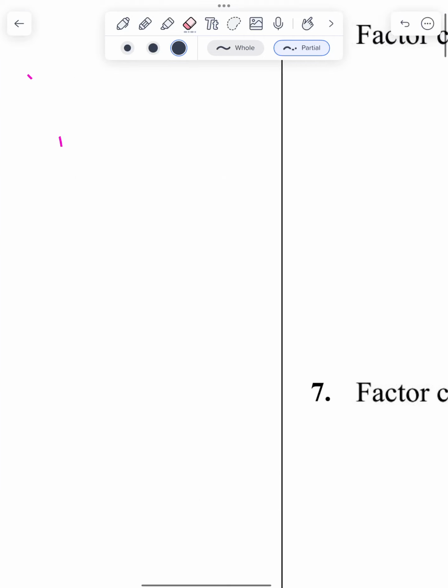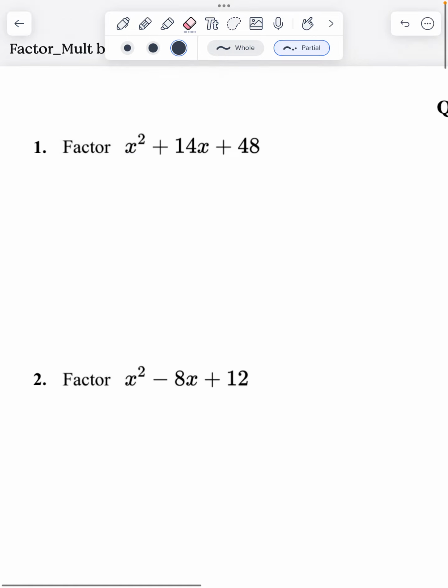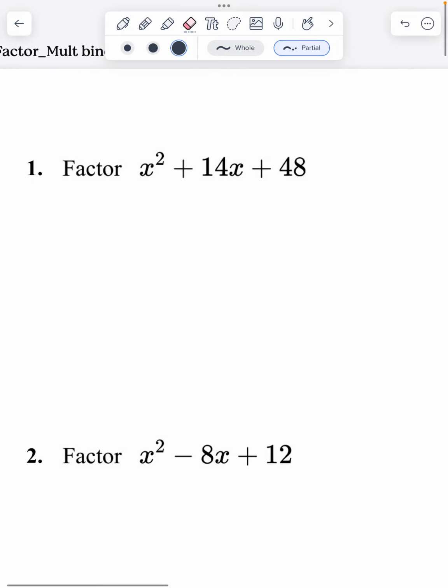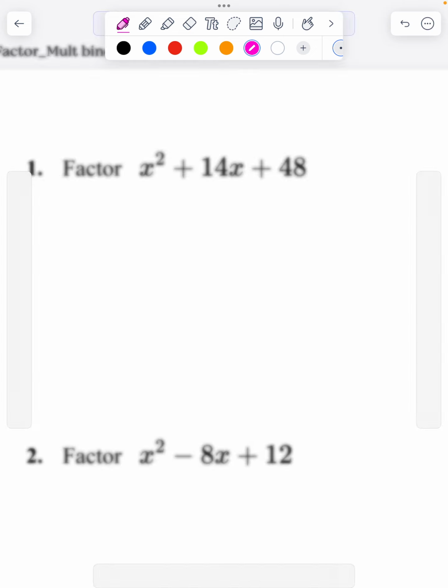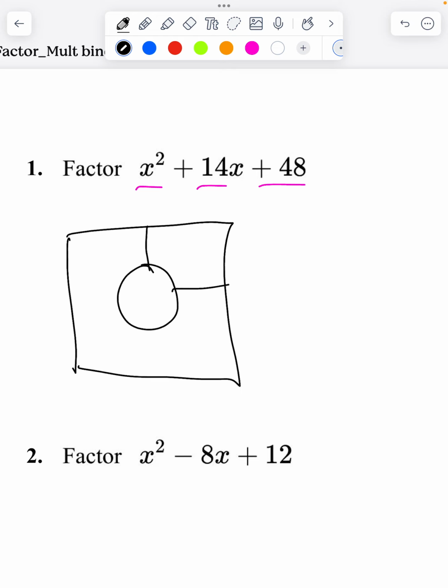So we're gonna go take a look at number one. This is all about factoring, so a lot of box and circle, difference of squares, things like that. First one, it has three pieces, so I know that I'm gonna be doing box and circle. I'm gonna make a box and write this equation down the diagonal.